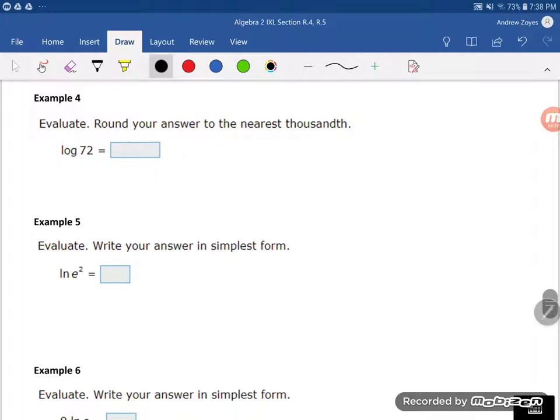Alright, number 4. Now we have a logarithm that is not going to be so nice to calculate. We are going to have a log base 10 right here, and we're taking it of 72. So the question again is, 10 needs what power to get to 72? Think about that for a while, but eventually you're going to realize that there's no nice number that's going to make that work. There's no even number that's going to make 10 raised to a power equal 72.